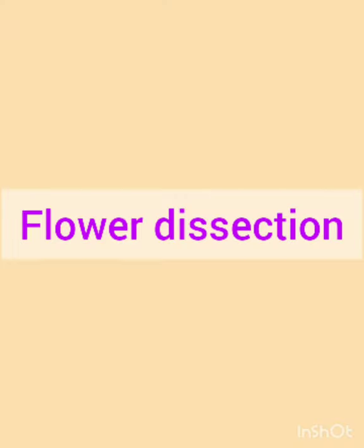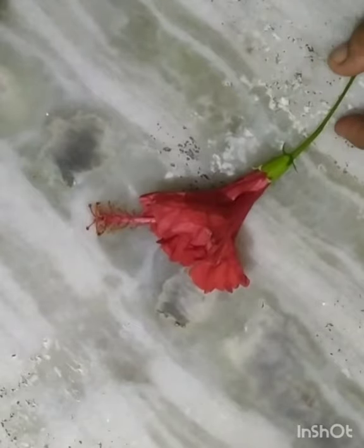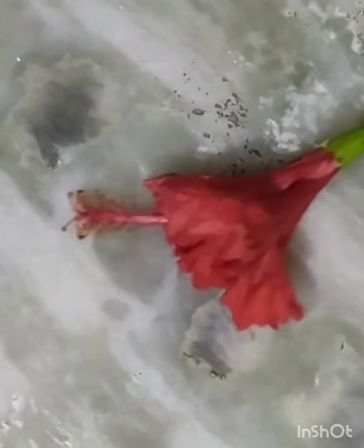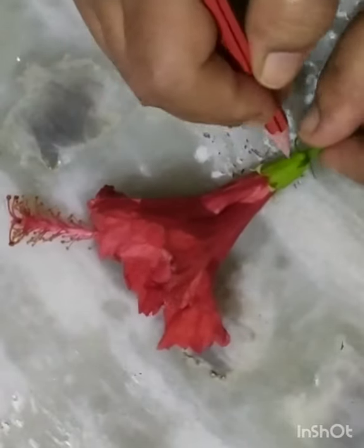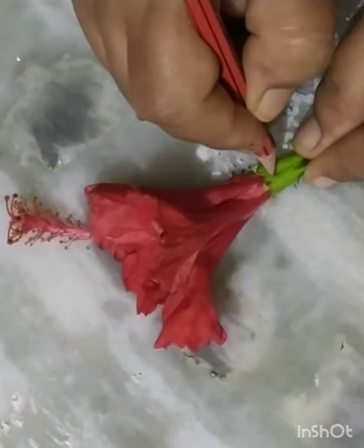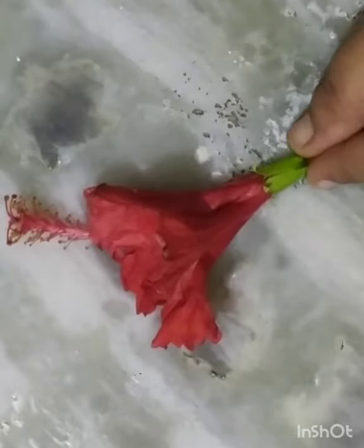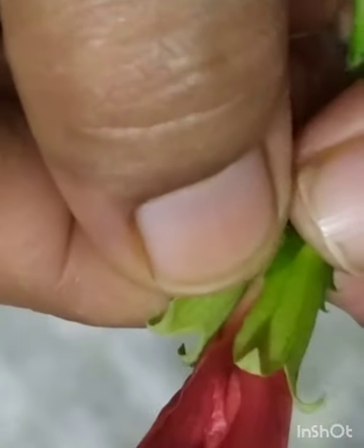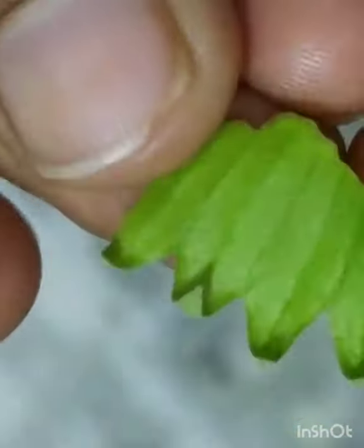Now let's start the most interesting part, flower dissection. The flower I have chosen for dissection is hibiscus. It is also called China rose or gudhal. First of all, hold the flower carefully and put a small cut on sepals. Then slowly remove the outermost whorl of the flower called as sepals. While doing so, do not pull the stalk of the flower. These are the sepals removed out from the flower.